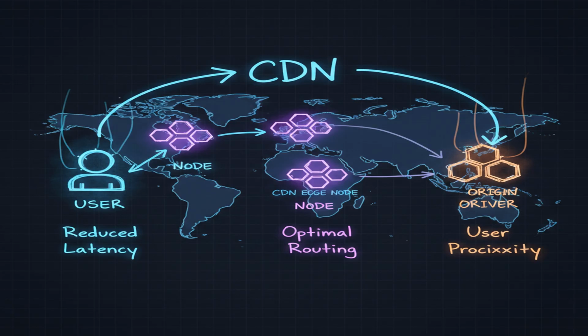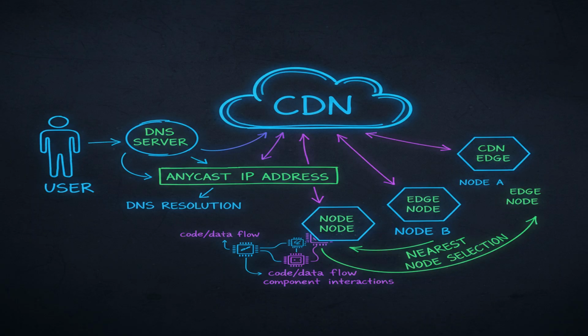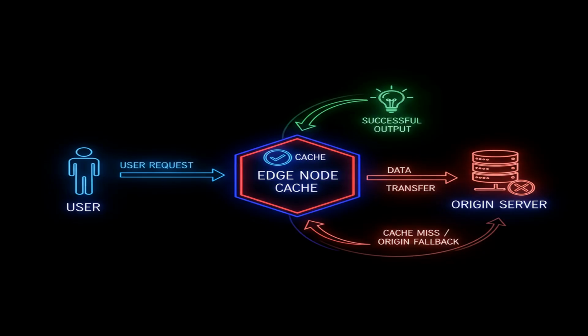Now that we've covered the origin server and edge nodes, let's explore how content is delivered. When a user requests content, the CDN intelligently determines the closest edge node to serve the request. The process begins with DNS resolution. The user's DNS server resolves the domain name to the CDN's Anycast IP address. Anycast ensures the request is routed to the nearest CDN node, leveraging network routing protocols to find the optimal path.